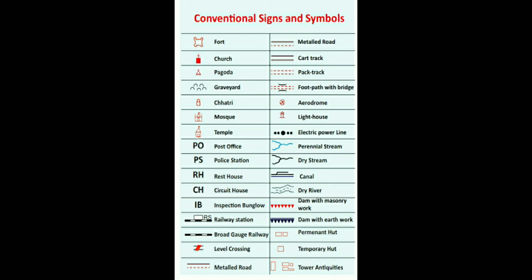Now, as you can see in this picture, the symbol given for a fort differs from the symbol given for a church. If we want to locate a post office, we can easily identify it by PO. The same goes for the police station, rest house and circuit house. The railway track has a different symbol compared to the broad gauge railway. These are the different symbols used on a map.